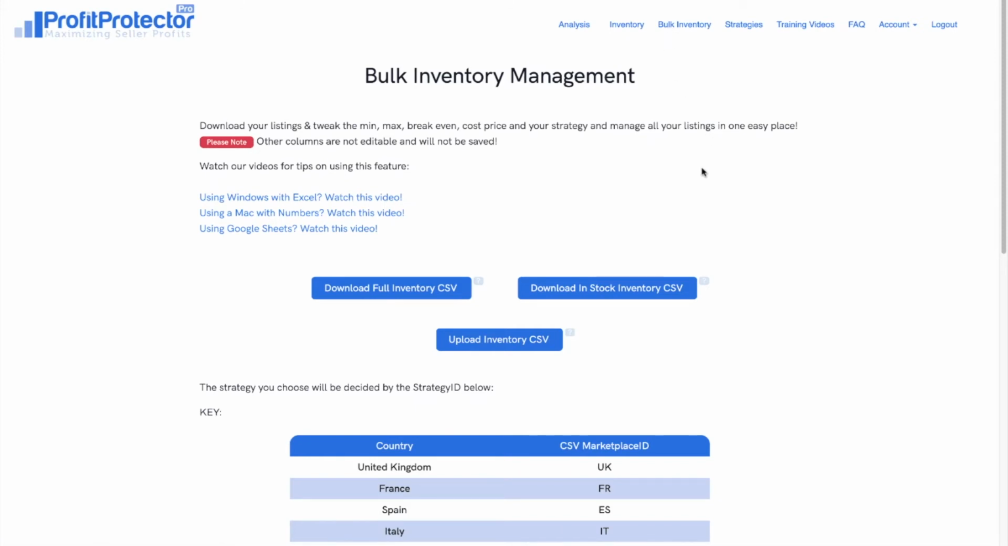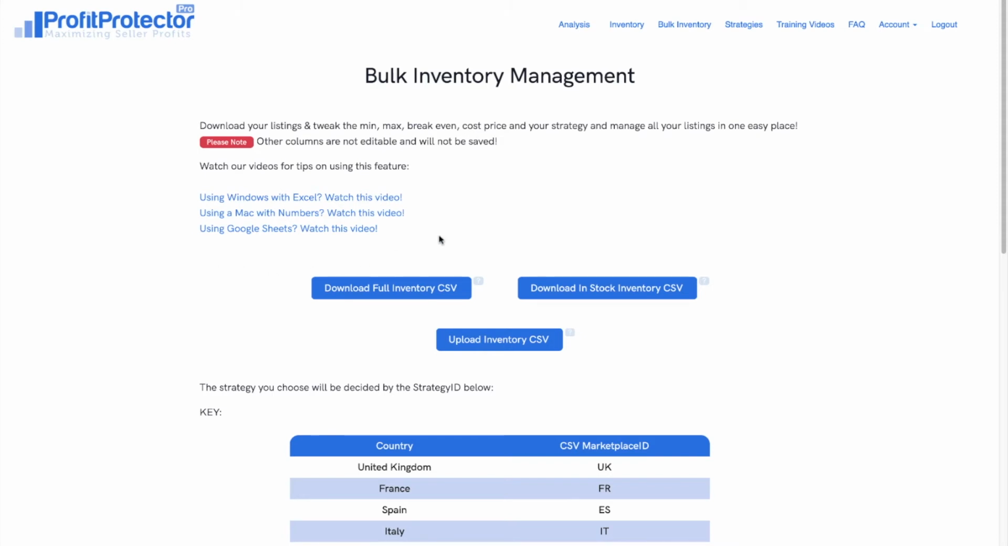Basically what that means is that you can download a CSV file with your current prices on it. You can change your price, your minimum, your maximum, and your strategy. So you can change what you want to do with your repricing, and then you can upload it again, and Profit Protector Pro will then enter all that information into your account for you and start repricing based on that new information.